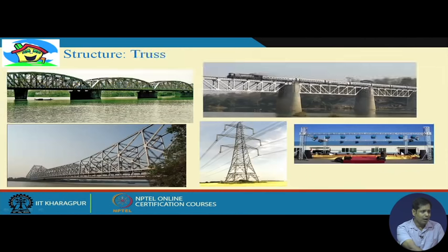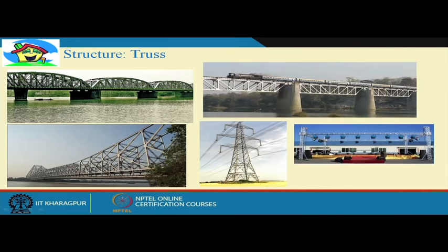Now, in this course, we'll talk about mainly two kinds of structure. One is truss, and one is frame. How structurally they are different, trusses and frames, we'll discuss in detail. Now, this is an example of a truss. This is a railway bridge truss. This is a transmission tower, and then this is something you might have seen during any function, the supporting arrangement where you can keep your lights or any other orchestra system that you may need. So this is also a truss.